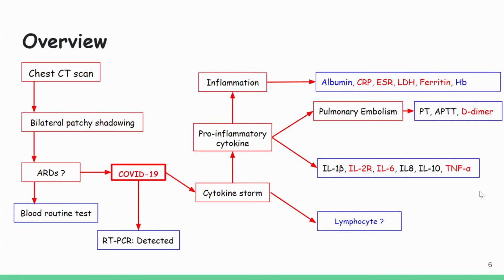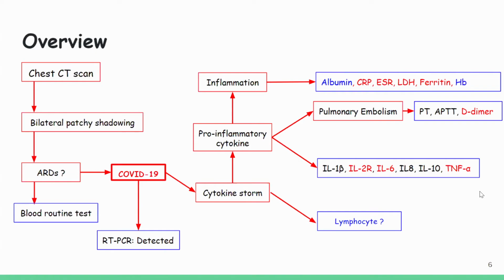So we suspect the cytokine storm, and when you look at the cytokine storm, we can prove it with the lab, which is interleukin 2, interleukin 6, or TNF alpha, which play the main role in the cytokine storm. And then the result appears that the interleukin 6 and TNF alpha are increased.